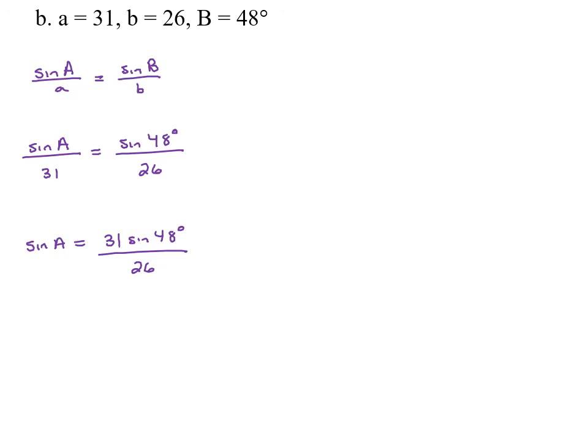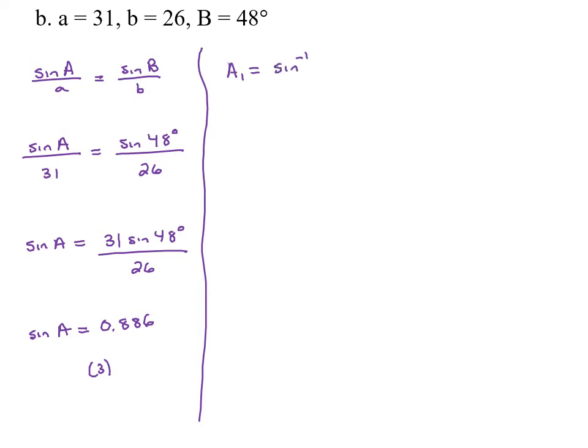31 times the sine of 48 divided by 26 gives me a decimal number. I get about 0.886. This means, again, I'm on step 3 of the 3 steps that I could choose from. So I have to have either 1 or 2 triangles here. So my first triangle, since we're doing A, technically we're doing A1 in this case. My A1 would be sine inverse of 0.886. So since it's still in the calculator, I'm just going to do shift sine inverse and then that same answer to get about, this is all to no decimals here, so that's about 62 degrees.